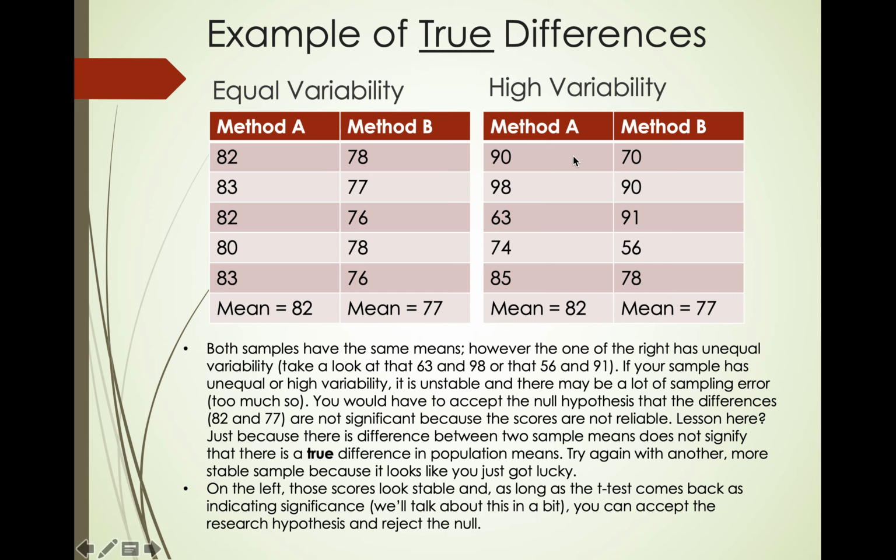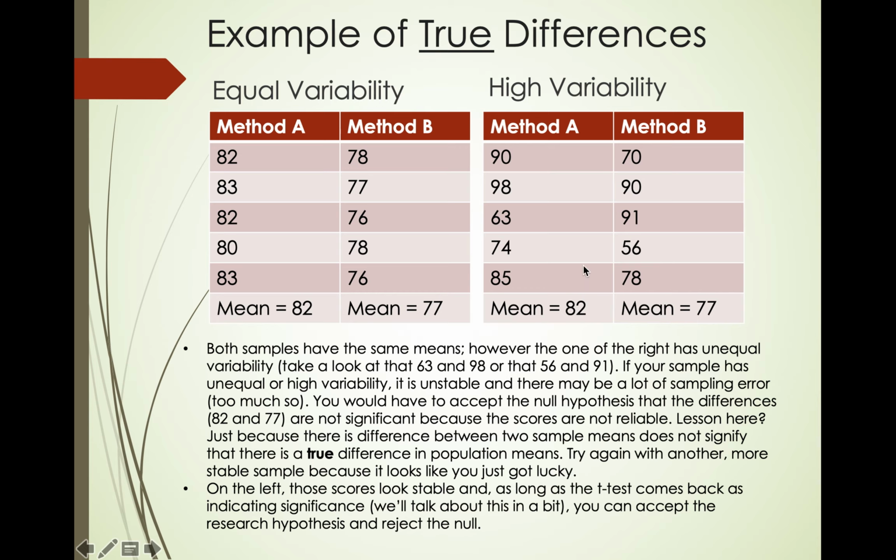So let's take a look. So the 63 and 98, those are big differences in scores for those particular people. And the 56 and 91, those are also big differences. So if your sample has unequal or high variability, it is unstable. So look at these. These are like all in the low 80s. These are all in the high 70s. If there's lots of big differences, big jumps, that should alert you saying that I might have sampling error here.